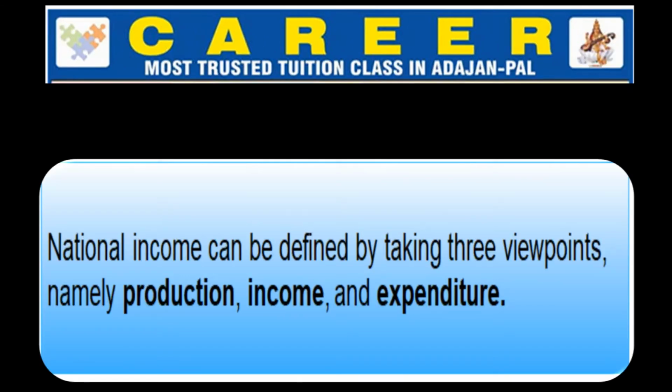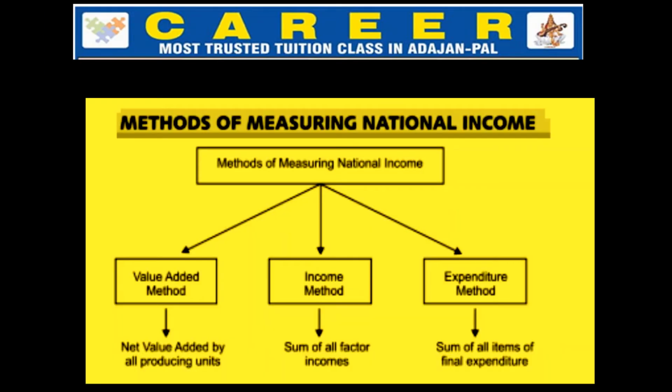We can also define national income from three viewpoints. As we had suggested in chapter 1, there are three phases, so three viewpoints are also created. Production phase, so it's a production viewpoint. Income phase, so it is an income viewpoint. And disposition phase, that is an expenditure viewpoint.